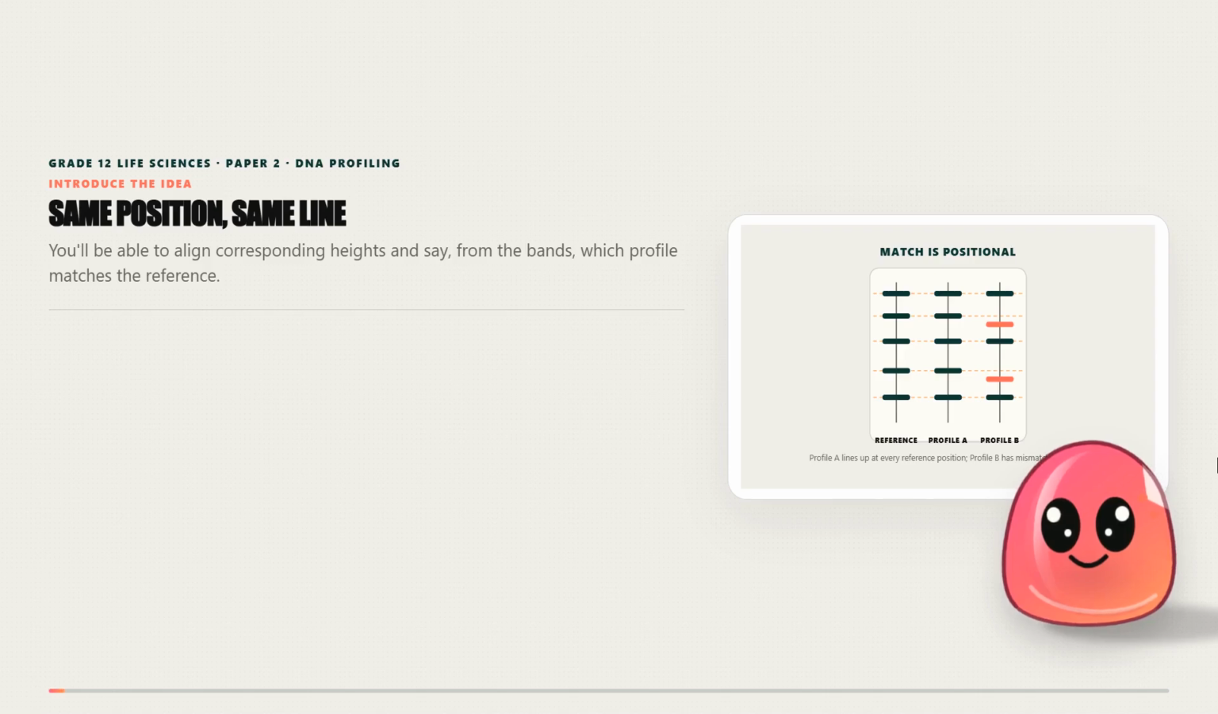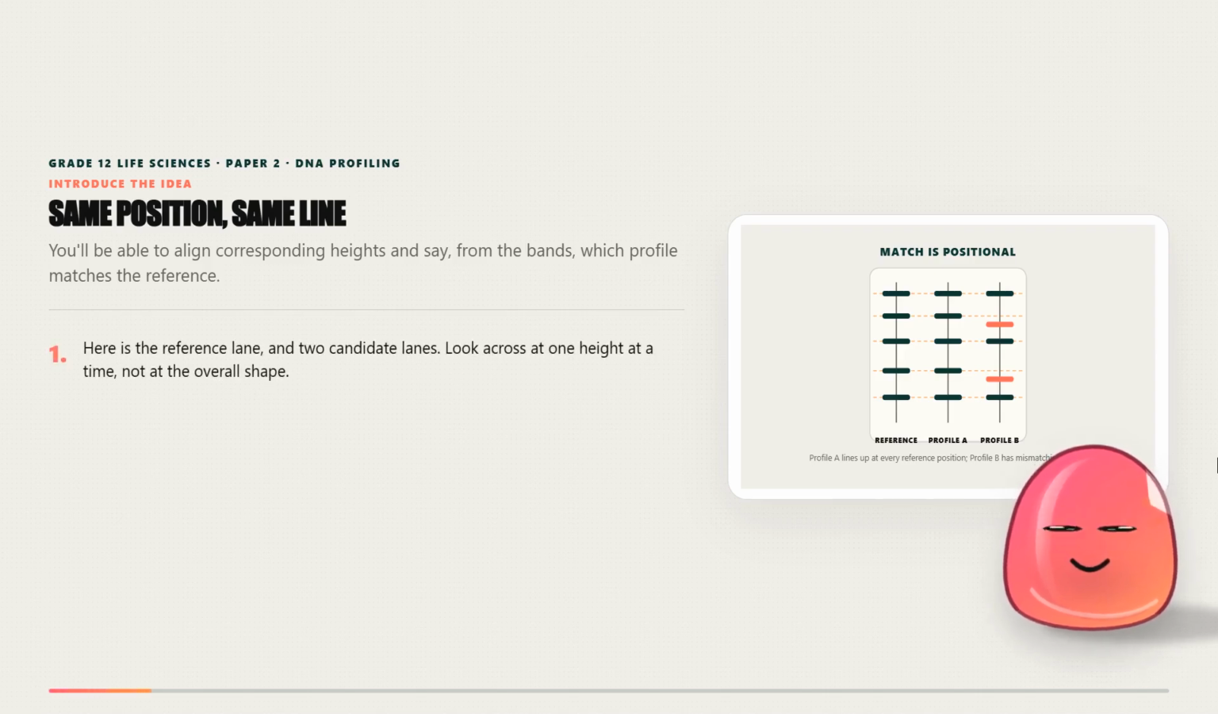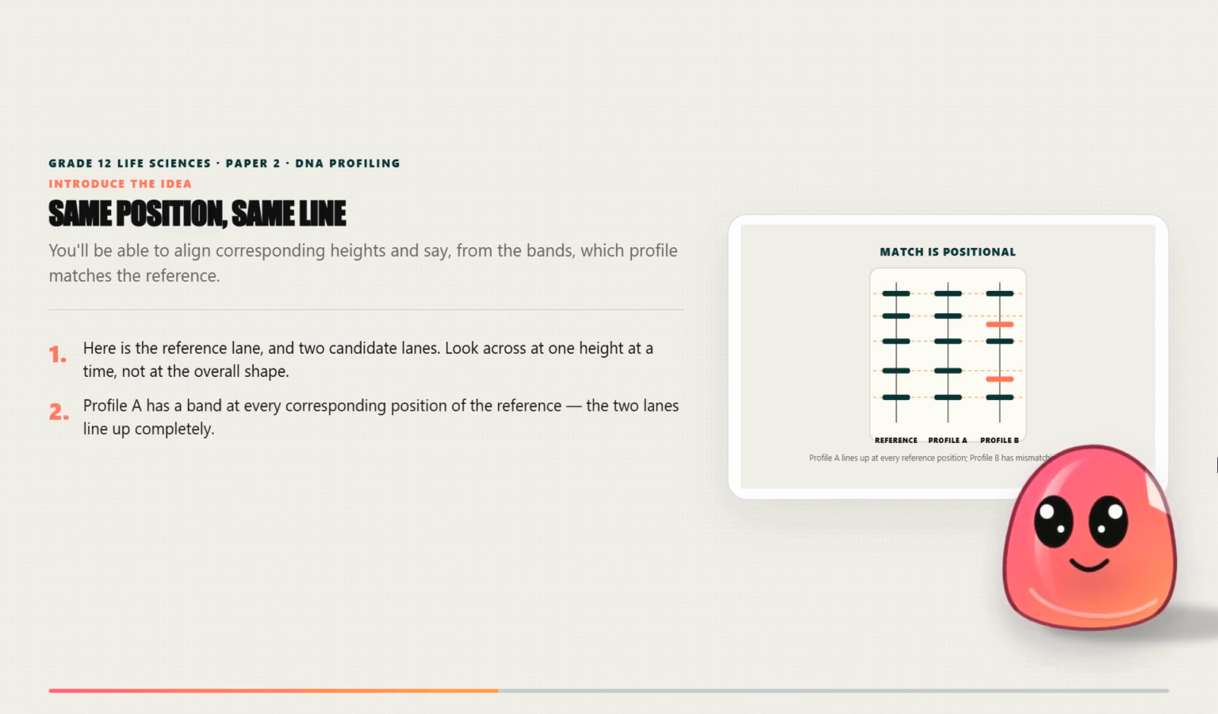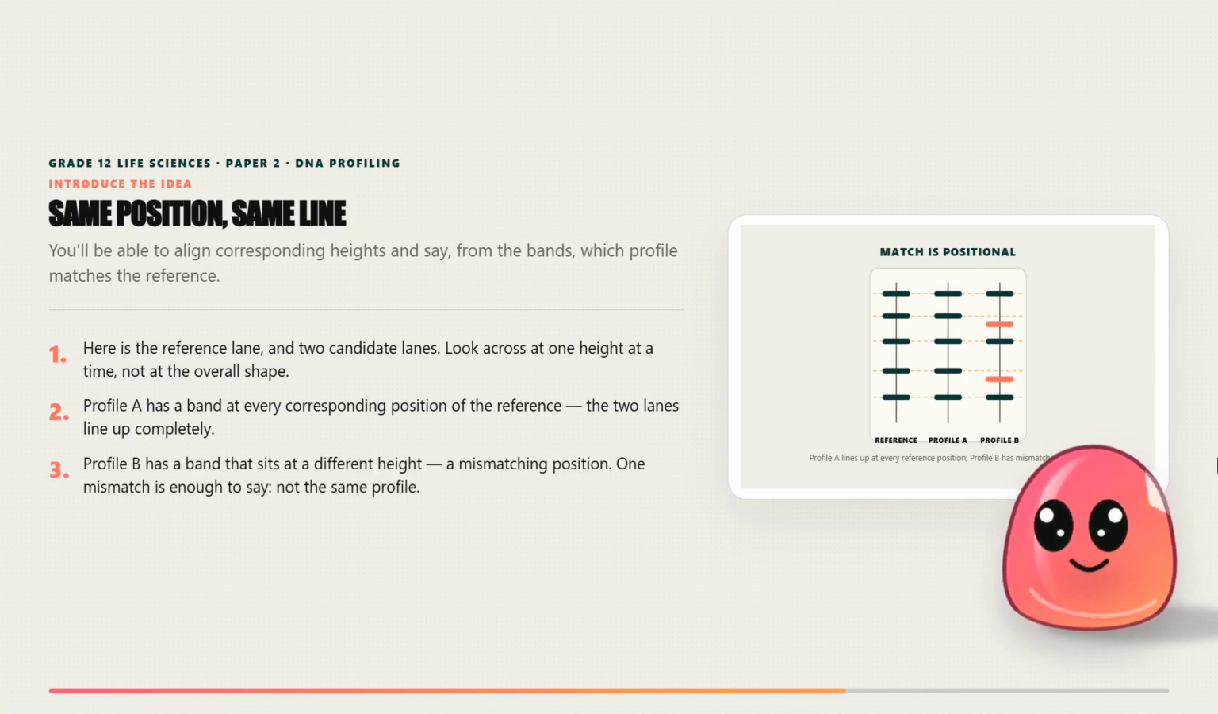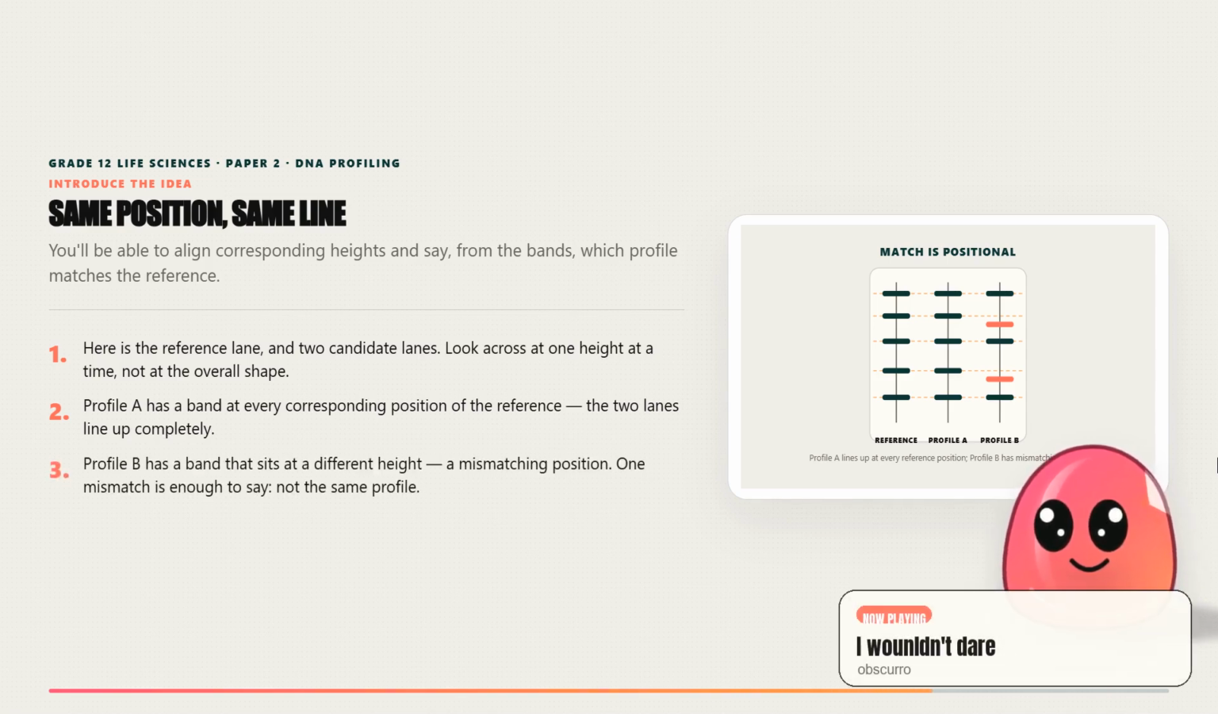Now compare. The reference lane is on the left, and two candidate lanes beside it. Read across at one height at a time. Profile A has a band at every corresponding position of the reference. The lanes line up completely. Profile B has one band sitting at a different height. One mismatching position is enough to say, not the same profile.